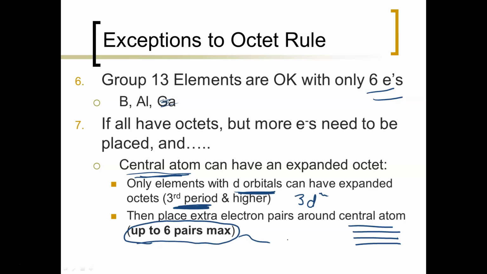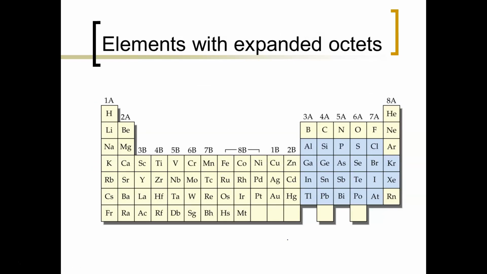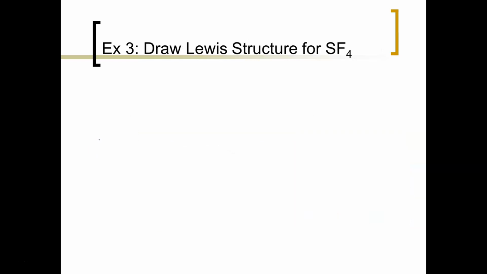Okay, let's take a look at an example of this, and then you guys will work on a couple. So your third period starts here with sodium. So anything from the third period to the end of the periodic table, any of these elements technically can have an expanded octet. All right, let's look at SF4.